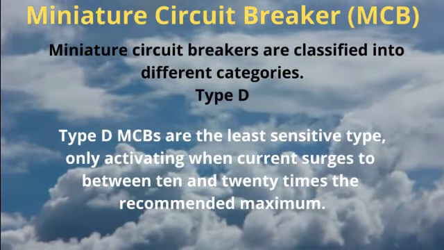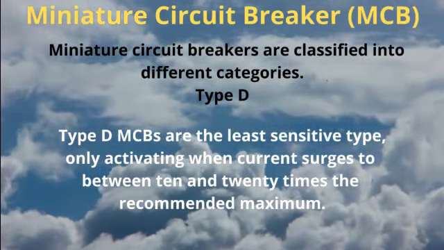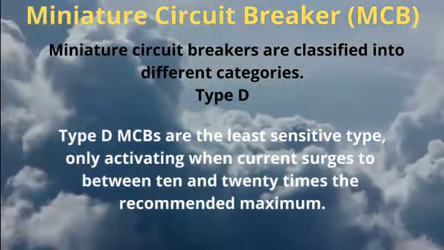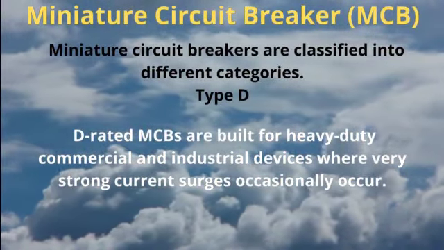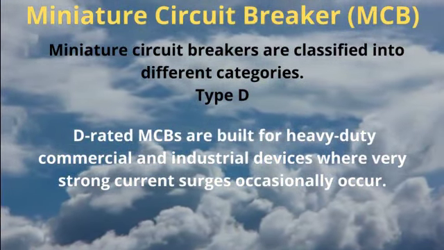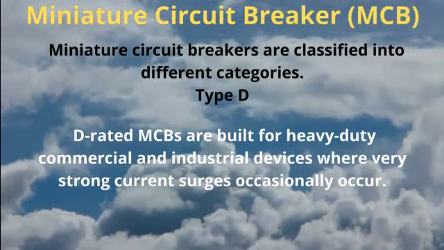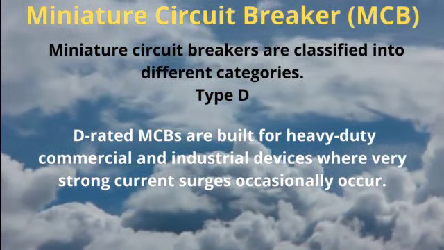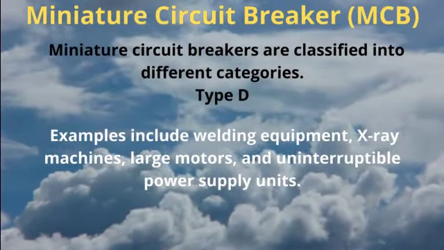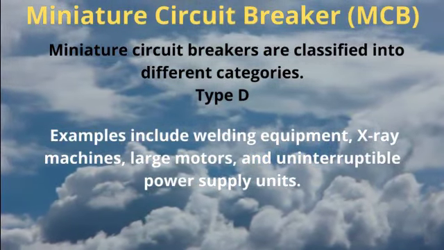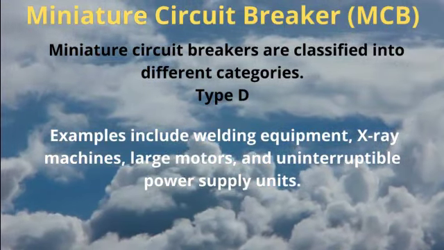Type D MCBs are the least sensitive type, only activating when current surges to between 10 and 20 times the recommended maximum. D-rated MCBs are built for heavy-duty commercial and industrial devices where very strong current surges occasionally occur. Examples include welding equipment, X-ray machines, large motors, and uninterruptible power supply units.